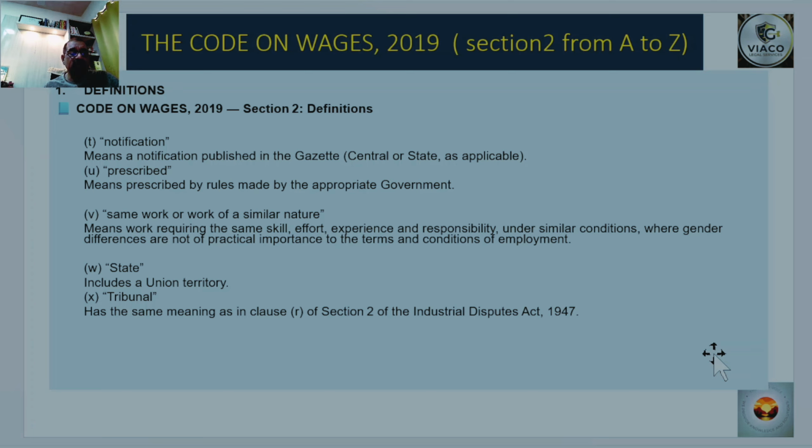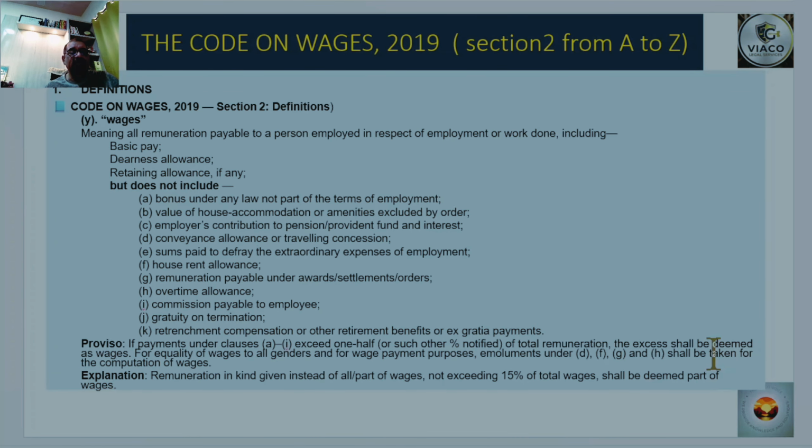Now, state includes union territory. UT will also be read as state, and tribunal has the same meaning as in the clause of Section 2 of the Industrial Disputes Act. So tribunal is to be read as per that clause of Section 2 of the ID Act 1947.